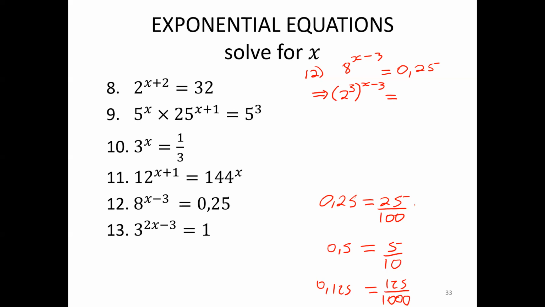And 25 over 100 is the same as 1 over 4. And 5 over 10 is the same as 1 over 2. And 125 divided by 1,000 is the same as 1 over 8. For 0.25, as we have said, it will be 1 over 4.